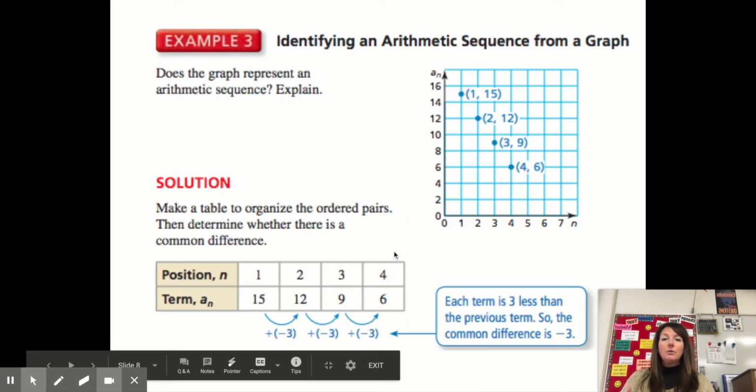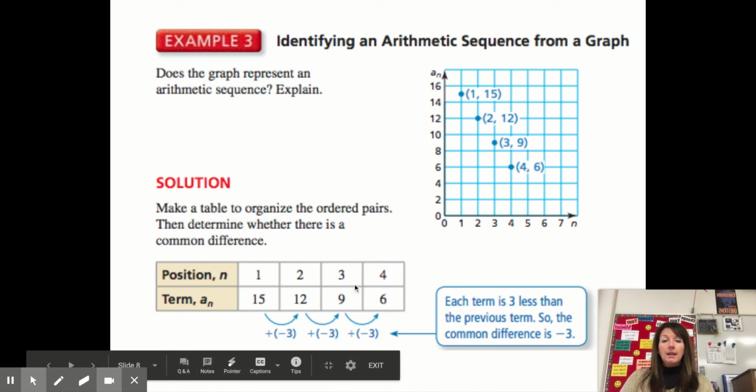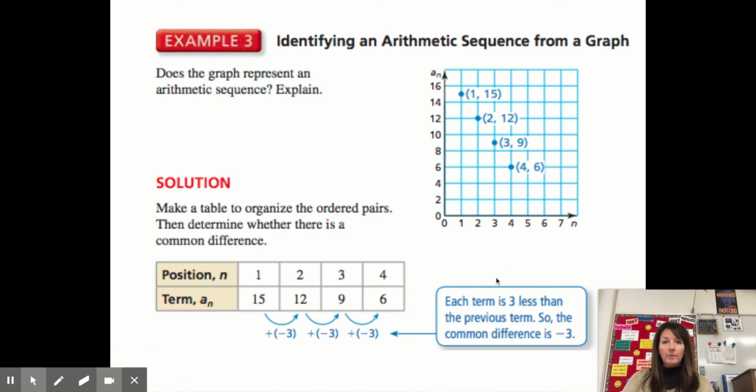All right. So if we see a graph, we could then list the terms or the ordered pairs, right? Make a table and organize it. So we want to know if the graph actually represents an arithmetic sequence. So looking at the table, do we have a common difference? That's what we're looking for, because what'll happen in an arithmetic sequence is it will form a line.